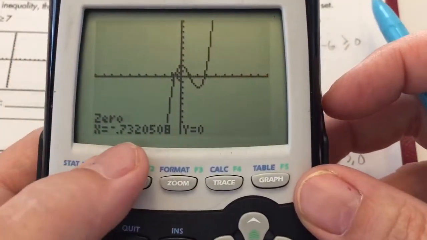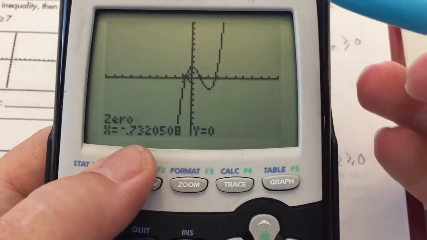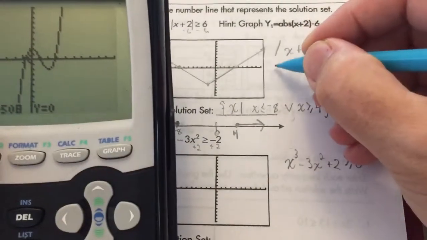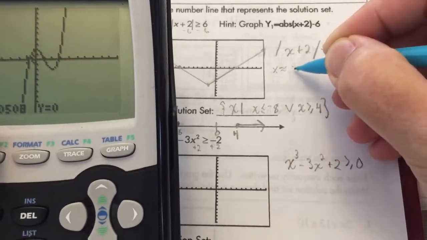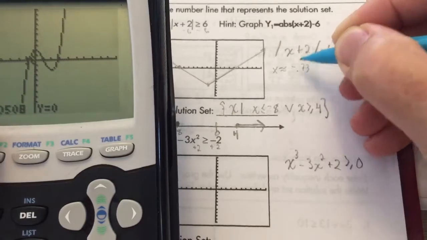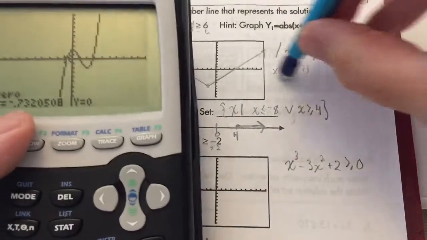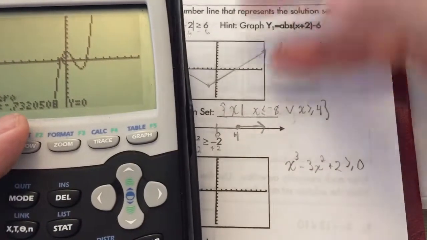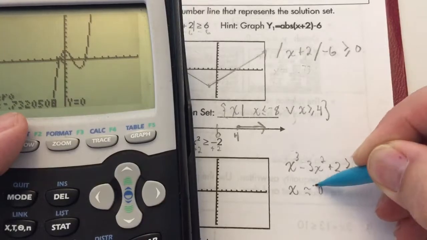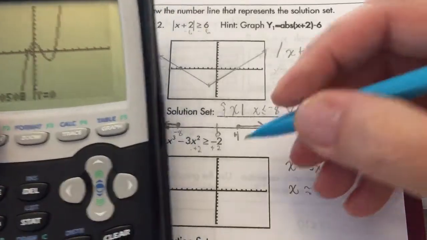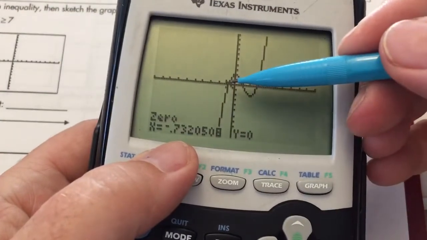Okay, so it looks like we have a 0 when x is -0.73. We'll just use that. So x is approximately equal to -0.73. You can put a 0 in there. It's not a bad idea. Okay, I'm on the wrong equation here. x is approximately -0.73. Okay, now, what does that tell us? That just tells us what this is right here.